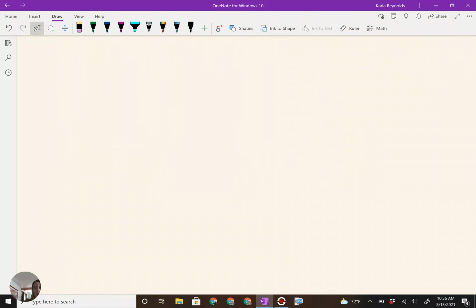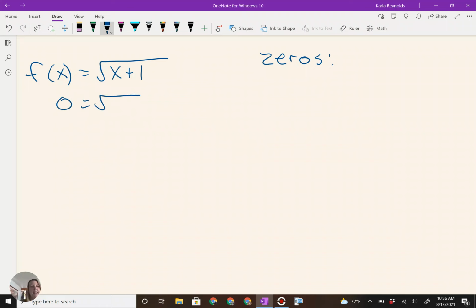All right, example 2. This time, I'm going to throw in a square root. So we have the square root of x plus 1. Let's again start off with zeros, usually the easier thing to do. I'm going to set that equal to 0. To get rid of a square root, I have to do the inverse, and that means squaring both sides. And then we just solve for x. So our 0 is negative 1.